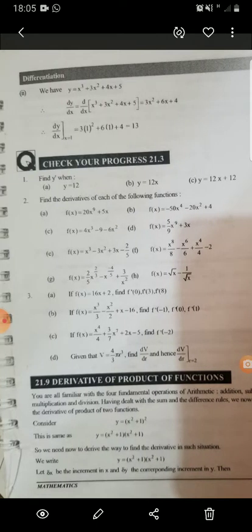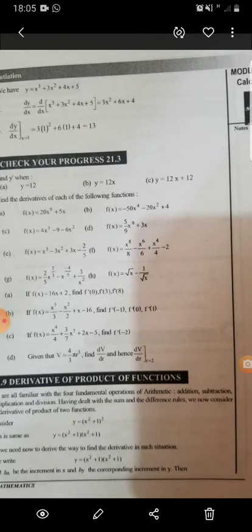So let's do number C, and let's do number E.